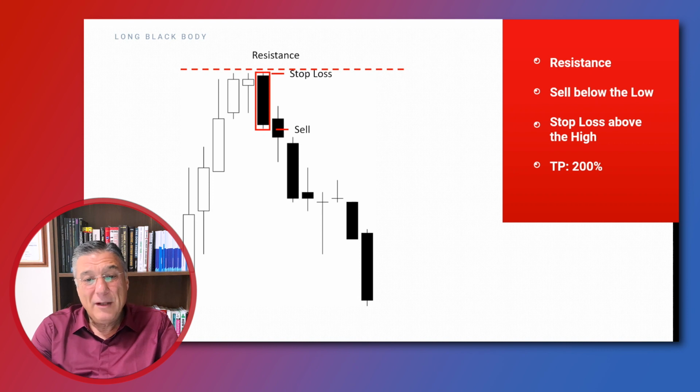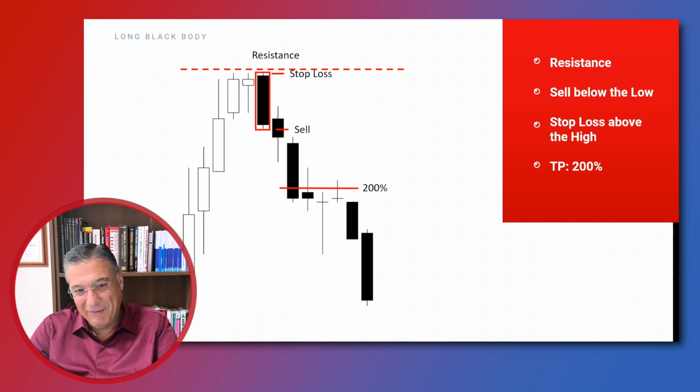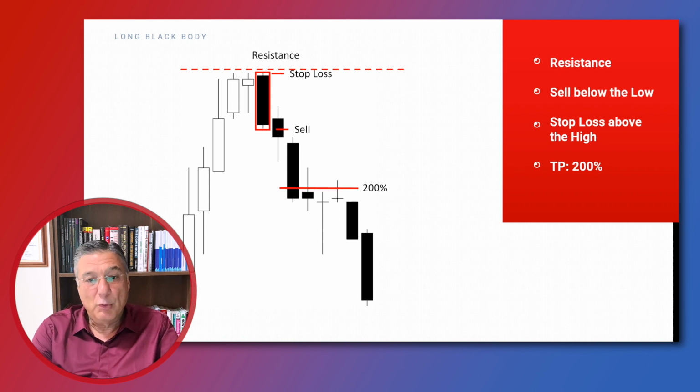Excellent. Now that we shorted, now that we open a sell trade, what about our potential take profit? In this simple basic strategy, we're going to book all our profits. We're going to close all of our trade at the 200% level. This implies that we have 1-to-1 risk to reward ratio. The distance between the sell and the stop loss is equal to the distance between the sell and the 200% level. Again, this is a basic strategy. Let's go on and improve it a bit.